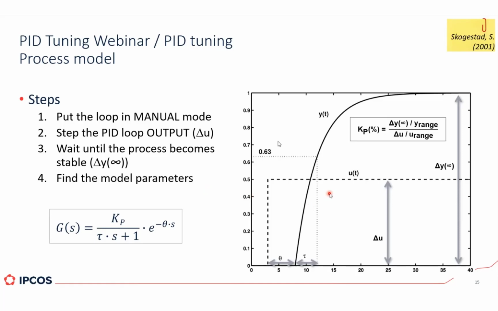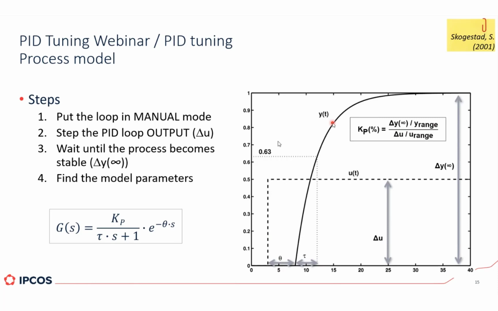Here on this picture, what we see is the step change on the output, right? Then we have this dead time from the time we did the step until the PV starts to move. Then from that time until the PV reaches 63% of the final value, that will be the time constant. And the gain, proportional gain, will be the total change on the PV over the total change on the valve position, right? Both divided by the ranges.